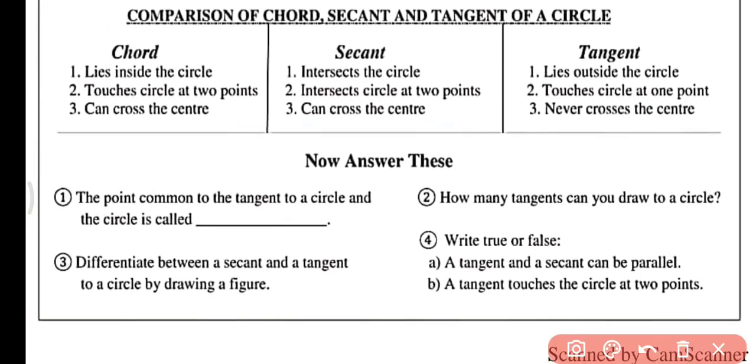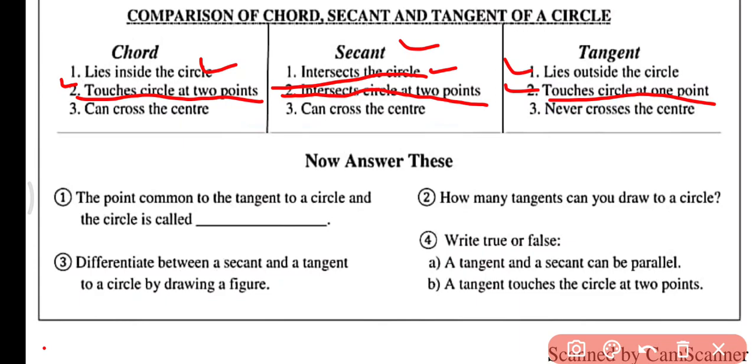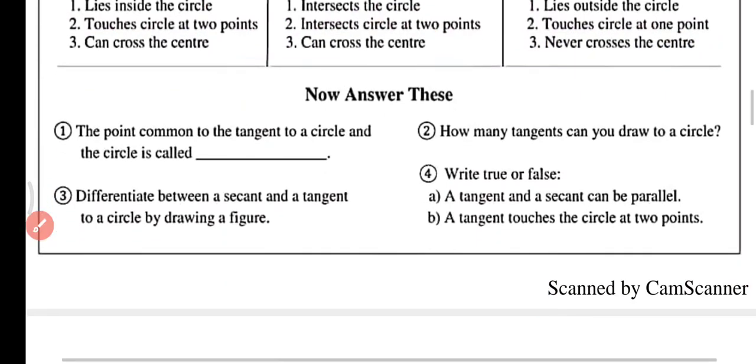A chord is the line segment that lies inside the circle, and a secant intersects the circle at two different points, and a tangent lies outside the circle. The second difference is that a chord touches the circle at two different points, whereas a secant intersects the circle at two different points and a tangent touches the circle at only one point. Now, a chord can pass through the center, a secant can pass through the center, whereas a tangent never passes through the center. Keep in mind. So now we have a few questions to answer.